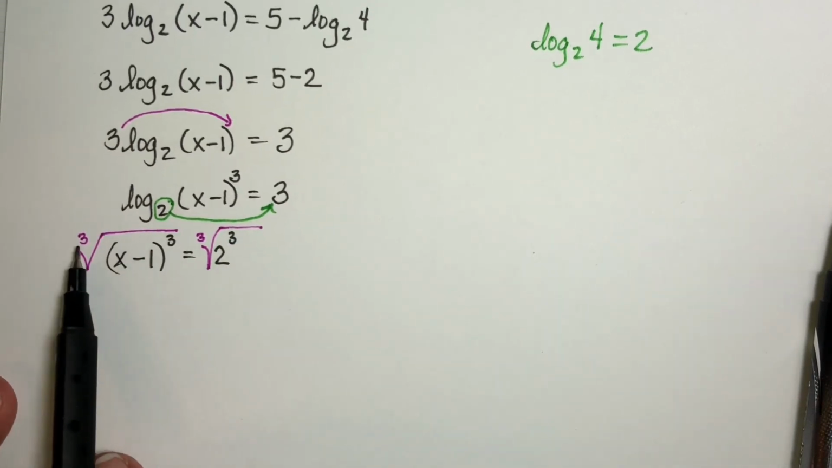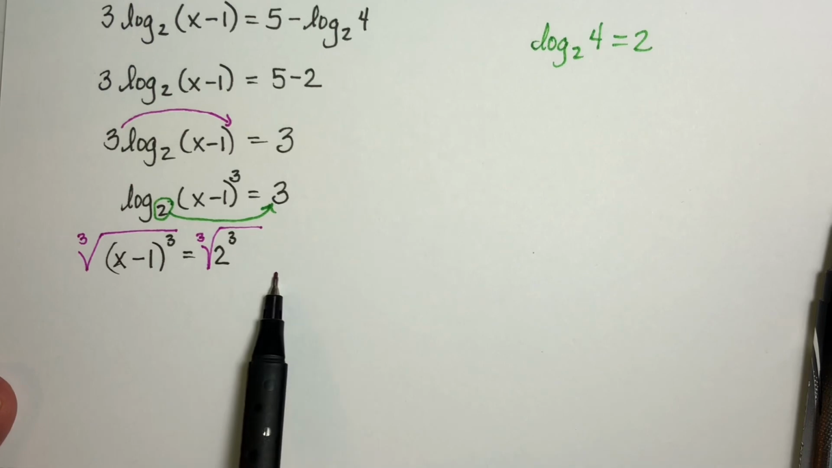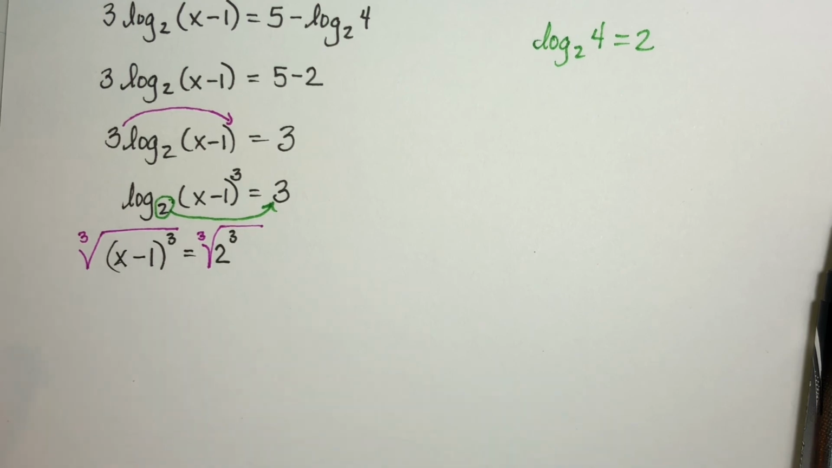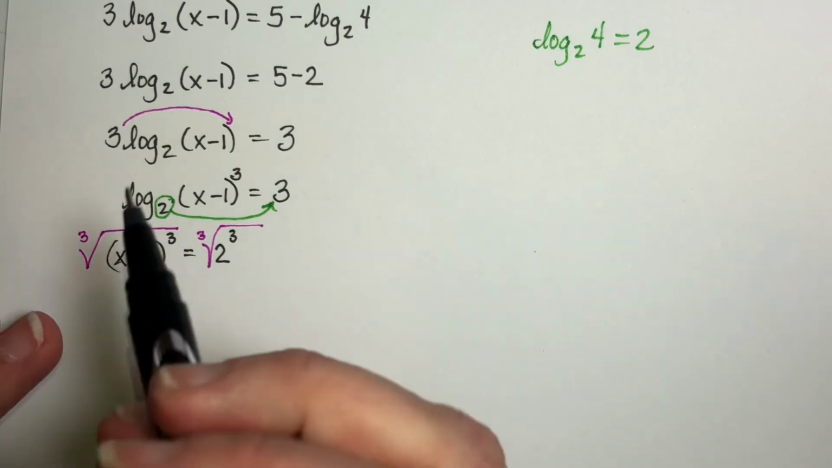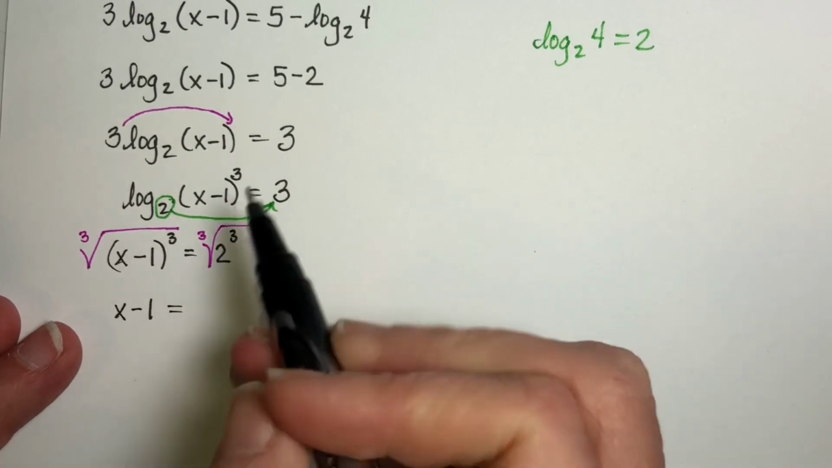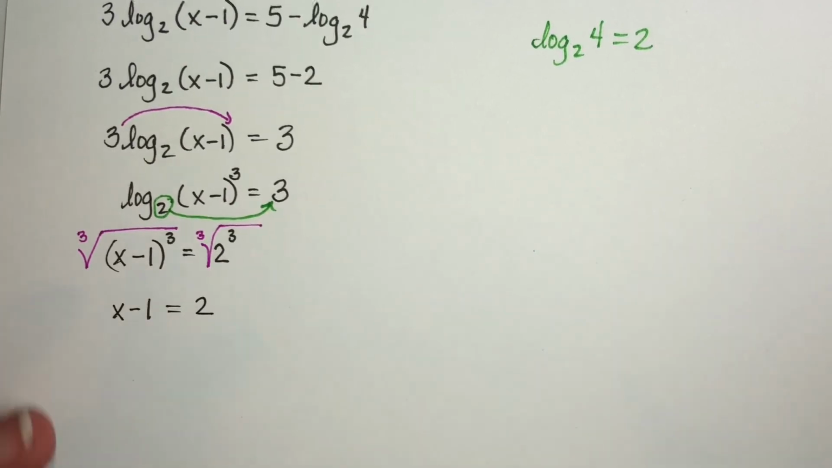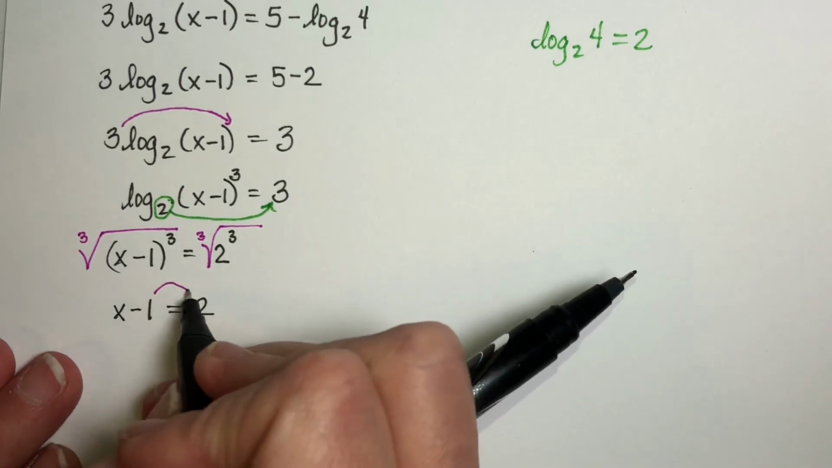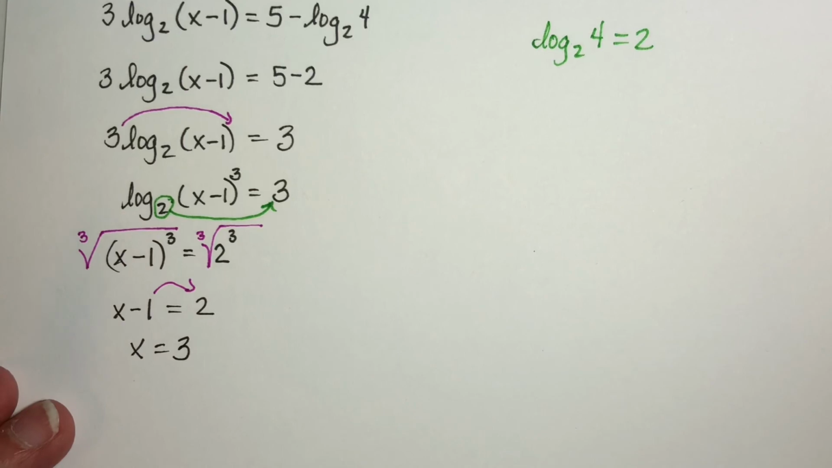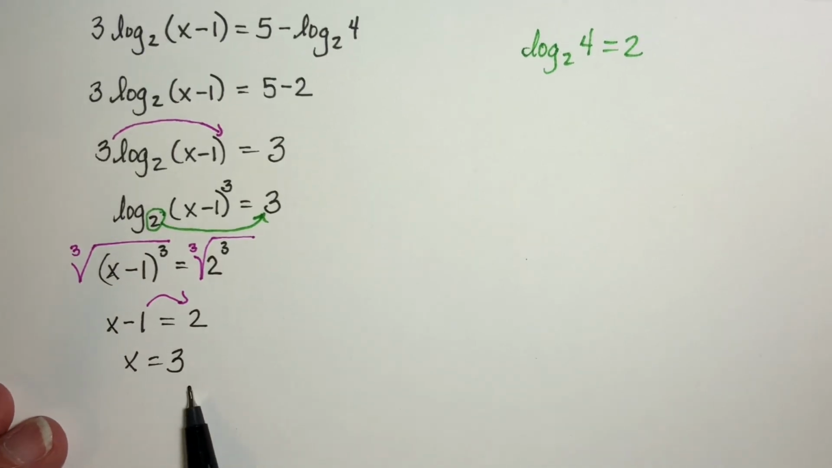Now, when I take the square root of both sides, I have to use a plus or minus. If I were taking the 4th root of both sides, I would have to use a plus or minus. But with cube roots, 5th roots, any kind of odd root, you do not get a plus or minus. These simply undo each other. So what I have here is x minus 1 is equal to 2. And then I would add 1 to both sides to get x is equal to 3. And this is exactly the same answer we got before.